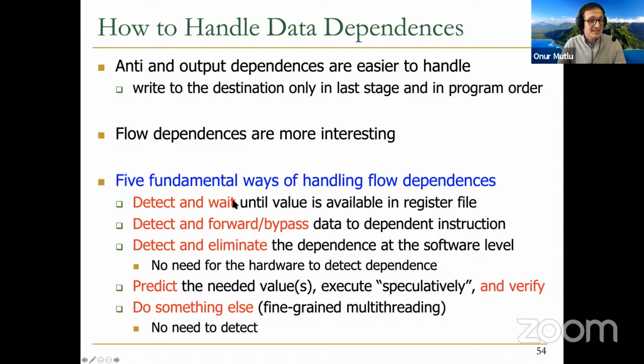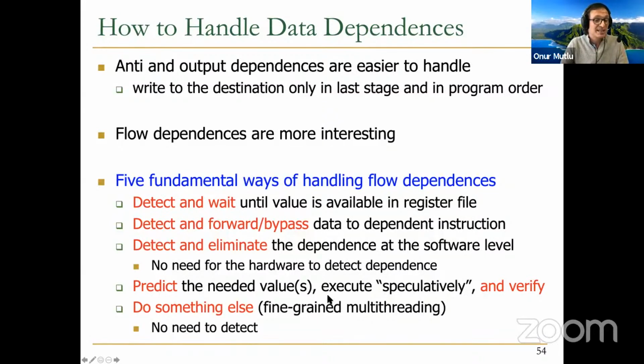So one of them detects and waits until the value is available in the register file. This is slow. The second approach detects and forwards and bypasses the data to the dependent instruction, what your colleague mentioned. The third one detects and eliminates the dependence at the software level by reordering the instructions such that you don't get into these situations where you need to detect the dependencies even in hardware. The software somehow reorders the instructions, adds no-ops, for example, so that you don't run into this dependency problem in the pipeline. So these all require detection.